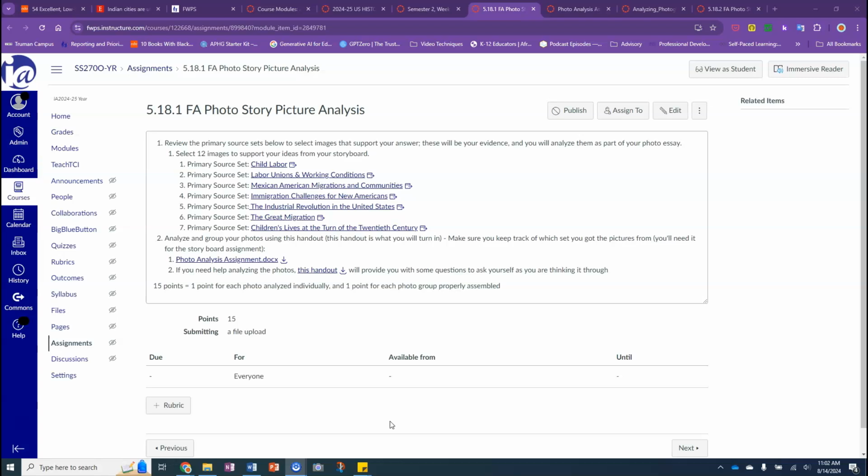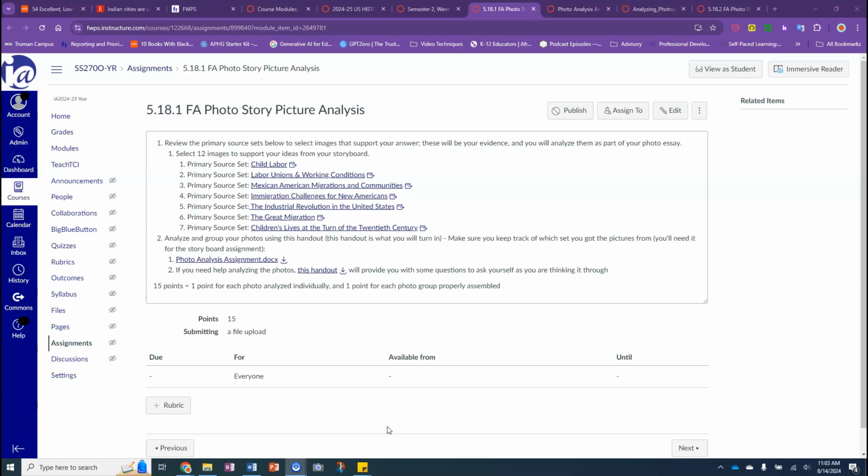Okay, it's worth knowing, by the way, that you do not have to pull images from a single photo set. You can pull them from as many of the different source sets as you want to. Matter of fact, I'd encourage you to look through all of them before you really settle on a topic so that you can pick the topic that really speaks to you the most. All right, you have to have at least 12 images. So that's a lot, which is why you're probably going to need to pull from potentially more than one image set.